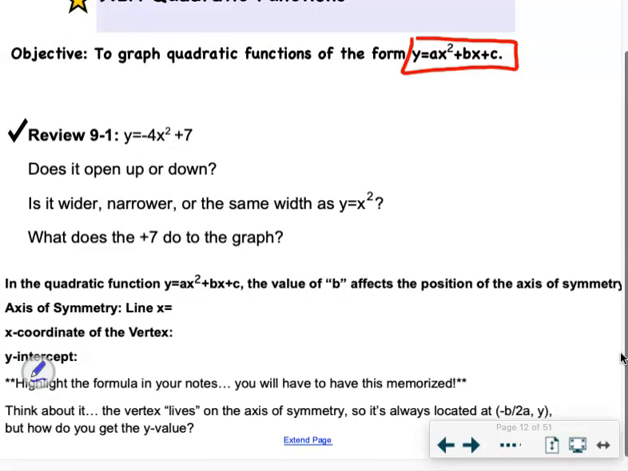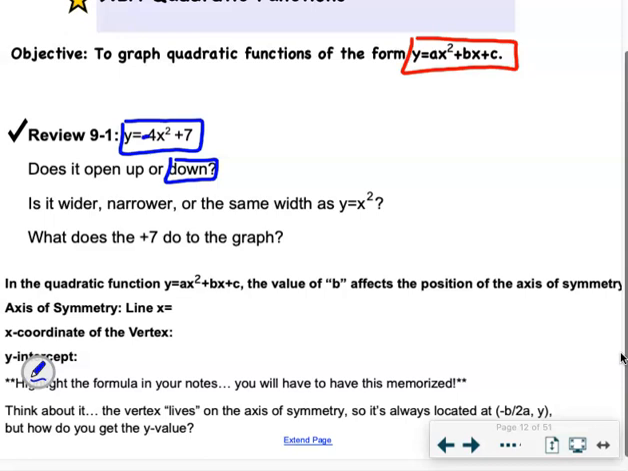First, some review from 9.1. Feel free to pause the video right now. Make sure that you can get all of these correct. When you look at an equation like y equals negative 4x squared plus 7, when it asks if it opens up or down, you need to know if there's a negative out front. This time there is, so this equation will open down. It'll be a frowny face.